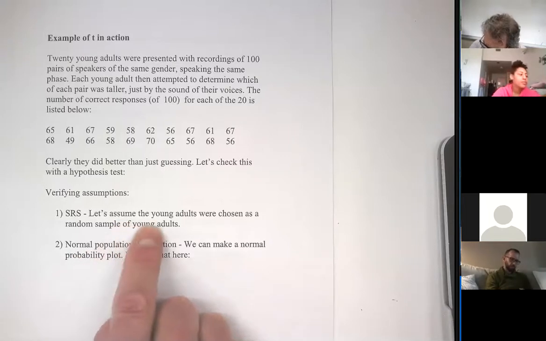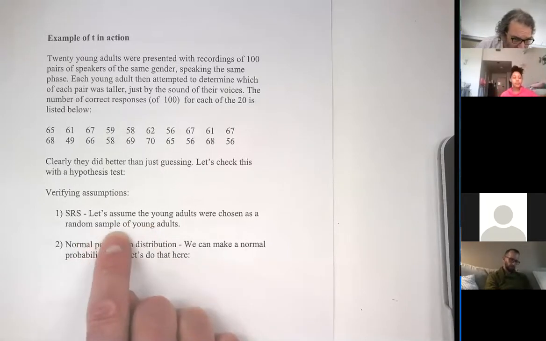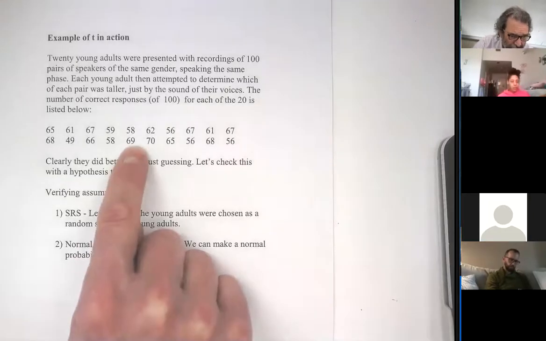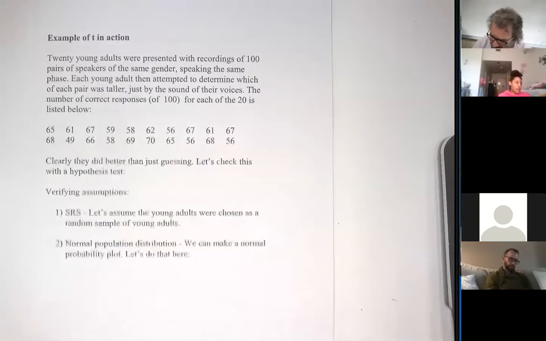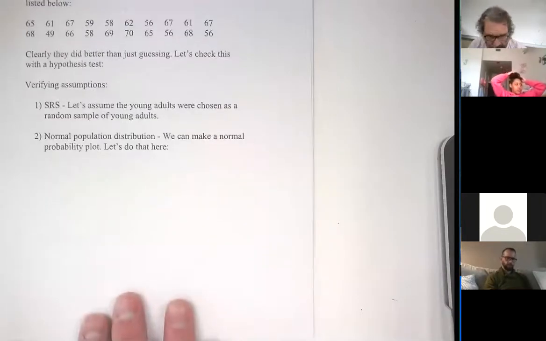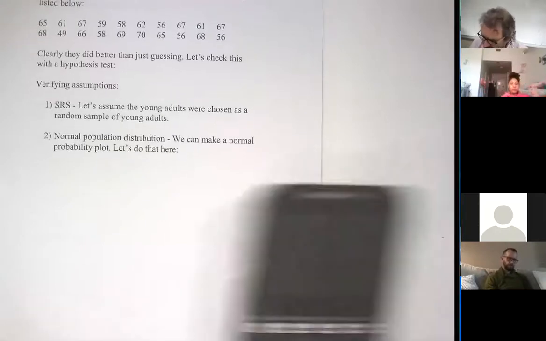Let's assume the young adults were chosen as a random sample of young adults. And then we're wondering whether these kinds of values have a normal distribution. So we can make a normal probability plot. I'm going to do it because that's some of the things we do. Okay, so we want to do that.